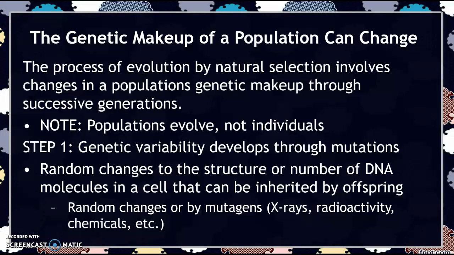And mutations are just random changes to the structure or number of DNA molecules that a cell has that can be inherited by offspring. So mutations can be caused by random changes, mistakes when we're replicating our DNA, or they can be caused by mutagens, which are things like X-rays, radioactivity, chemicals, think like cigarette smoke or sunbathing in a tanning bed. That can cause things like skin cancer. So those things all cause mutations.